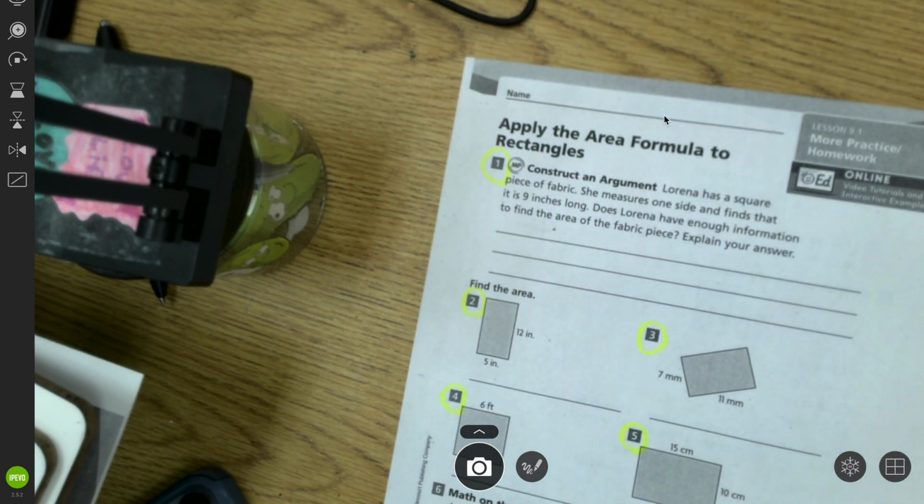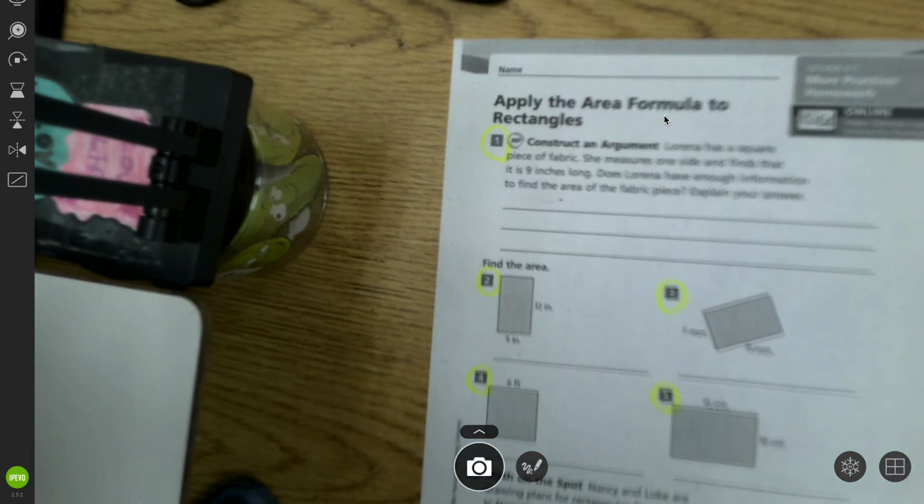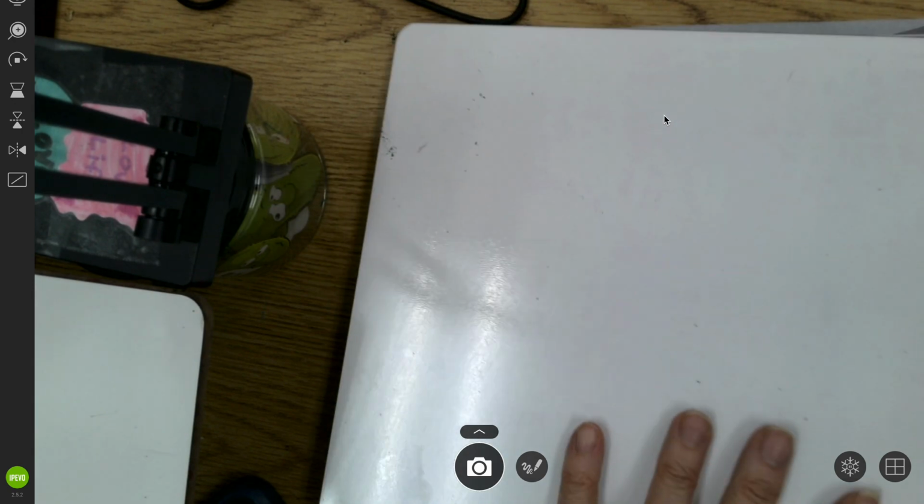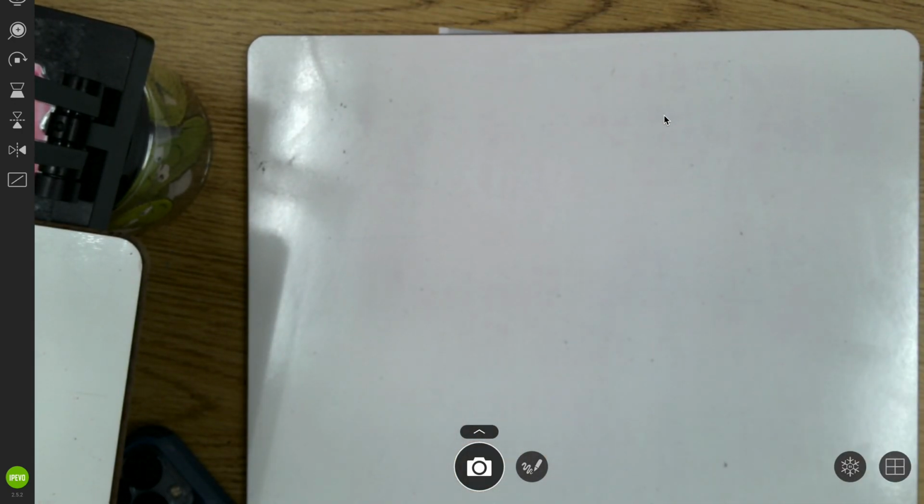Let's review a little of what we did in class today. So we are working on the area of a rectangle. Our success criteria was I can use the area formula to find the area of rectangles.